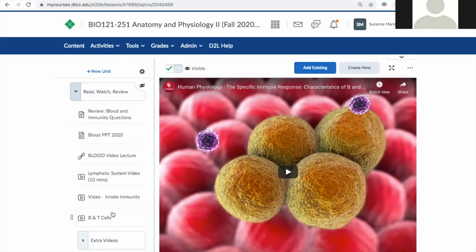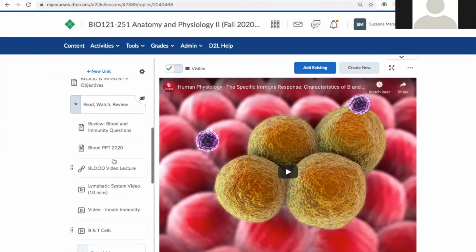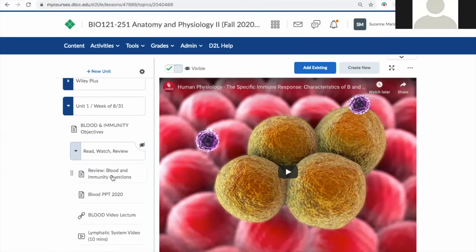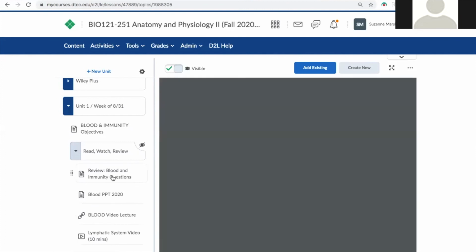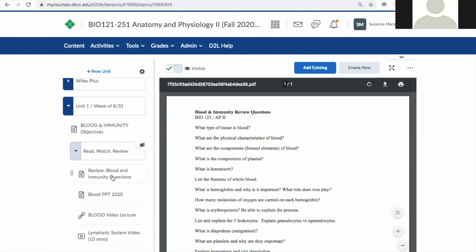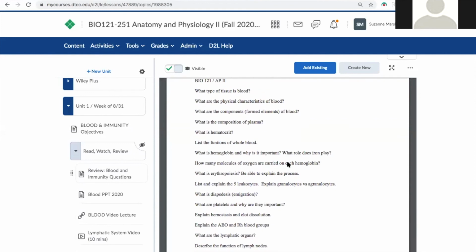So I've watched these over and over and made sure that I'm clear on all the information that it is presenting. Once you've done that, you can create your review questions. And I want to say, class, I do recommend printing your review questions, sitting down with a pencil, and seeing if you can just answer these questions. Like, what type of tissue is blood?